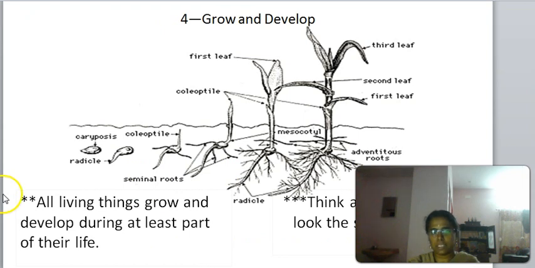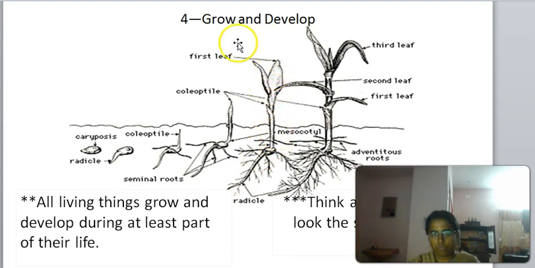Number 4, growth and development. All living things can grow and develop. The first stage is what? Germination. If you insert a seed into the sand, that is the germination stage. After that, there is a small growth, like a green thing, the radicle. It forms a radicle. After that, the seminal roots form and the coleoptile is formed. That is, the seed will grow upward also. After that, it forms the seminal roots, and within that the coleoptile extends. After that, the radicle forms the first leaf.